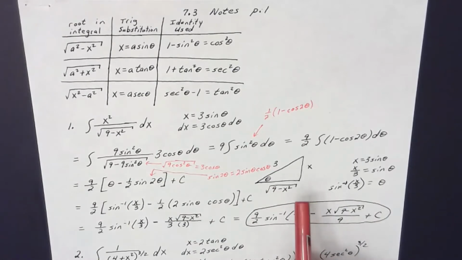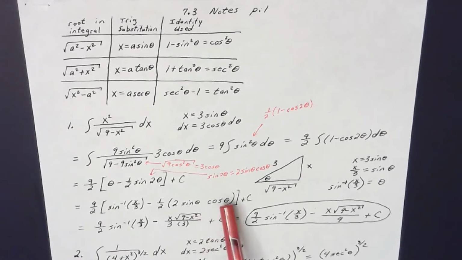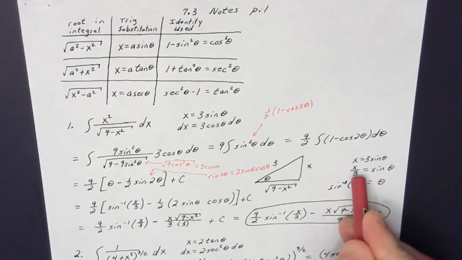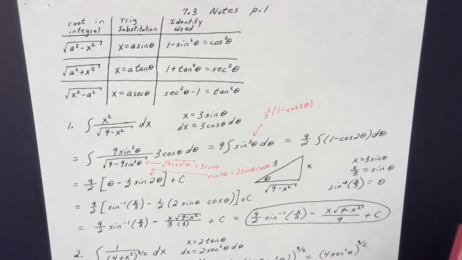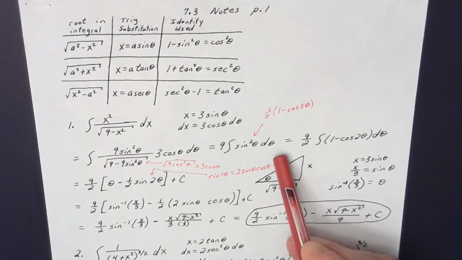Okay, so now I go to my final problem and I'll say I already had the inverse sine of x over 3. I've just multiplied it by 9 over 2. The 1/2 and the 2 canceled. I'd have 9 over 2. But then notice I'd have a sine theta cosine theta. Well, sine of theta is where the x over 3 is coming from. The cosine of theta is where the square root of 9 minus x squared over 3 is coming from.